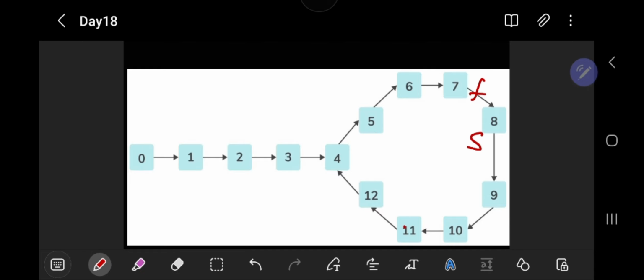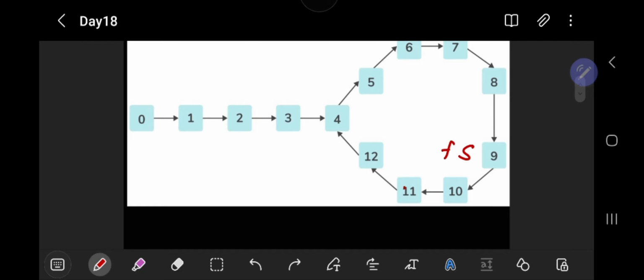And now we will find a meeting point. Both slow and fast will be coming to 9. Cool, we found our meeting point. First thing, find the meeting point, the first collision point. Next thing, as soon as they collide, as soon as they come to the same node, send your slow to the head. This is the head, right? Send slow to head.